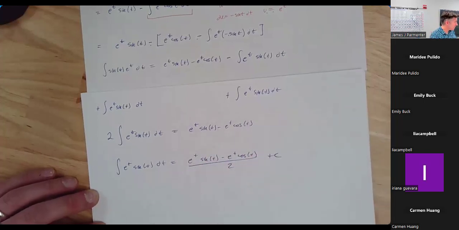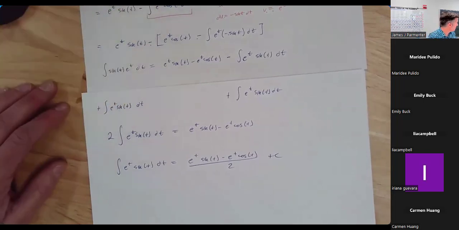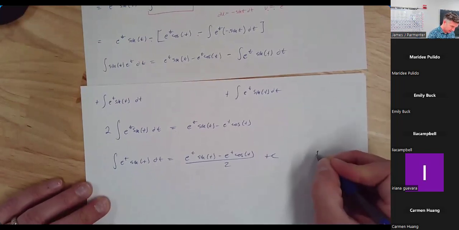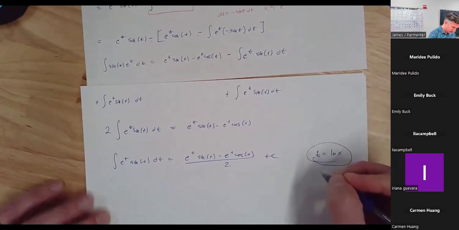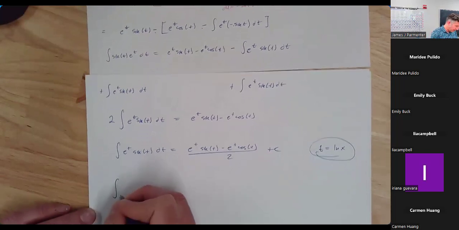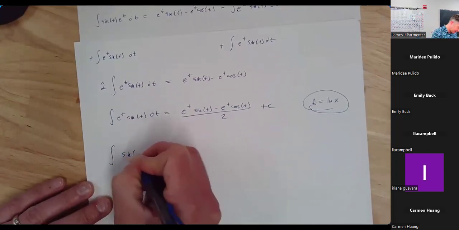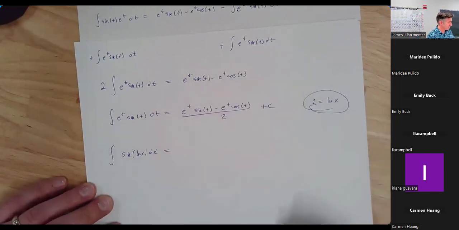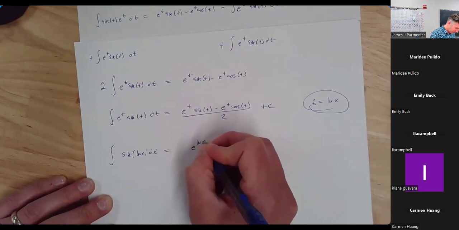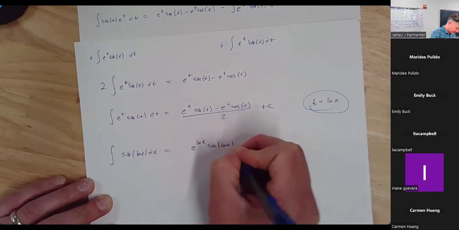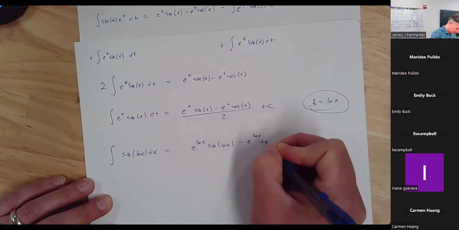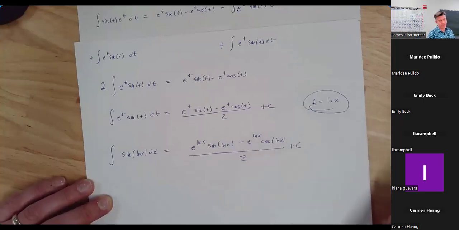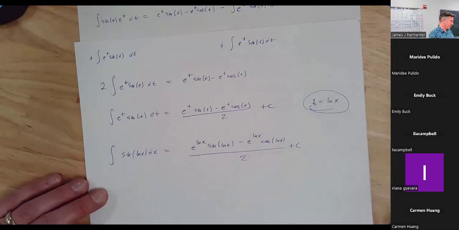But we're not done, because remember we started off with x's, not t's. So after we've done all this, we have to go back and say, oh, but wait, t was equal to the natural log of x. So our original integral, the integral of sine of natural log of x, is equal to: plug in natural log of x for every t and get e to the natural log of x times sine of natural log of x minus e to the natural log of x times cosine of natural log of x, divided by 2, plus c.